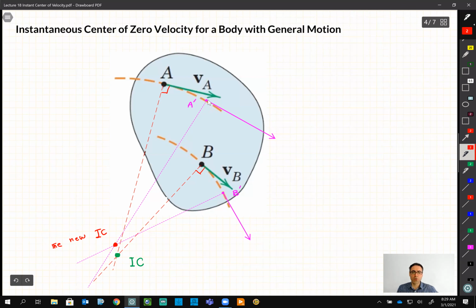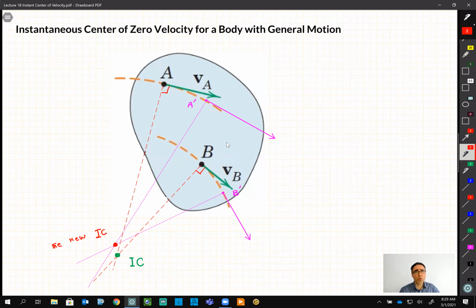Okay, so as you can see, this point IC, the instant center, keeps moving, but at a very short period of time, at the very instant, we can assume that the whole body is moving about that point. And this point doesn't have to be on the rigid body. You can see it is off the rigid body for this example, but in some examples it might be on the rigid body.